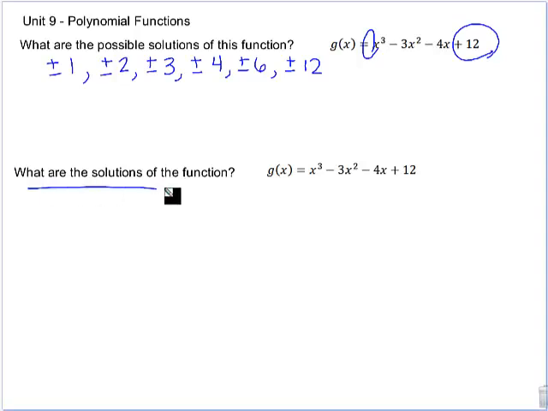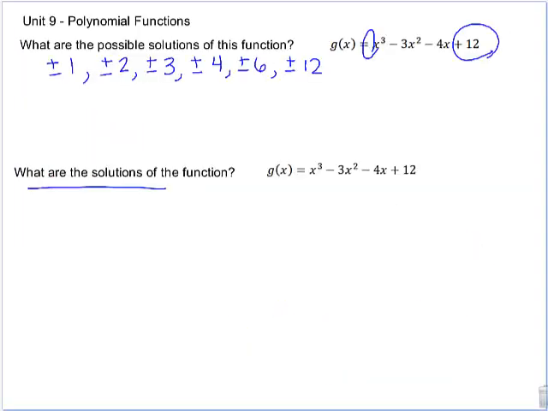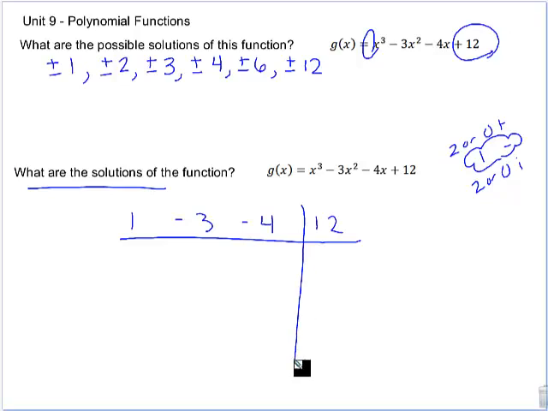And now we are actually going to find the solutions. So if we refer back to what we found out, that there are 2 or 0 positive and 1 negative, and then 2 or 0 imaginary, we're going to focus on finding that 1 negative solution first because we know for sure that there is a negative solution. So to do this, we're going to set up synthetic division. So 1, negative 3, negative 4, positive 12. And we're going to start searching for our 1 negative solution.